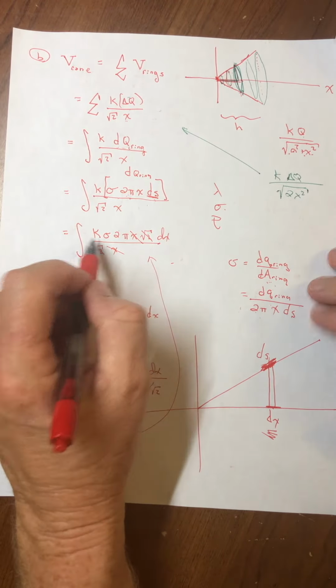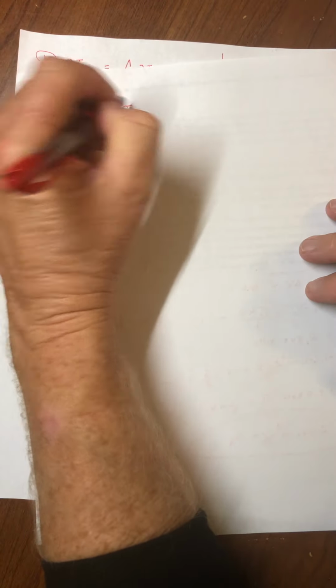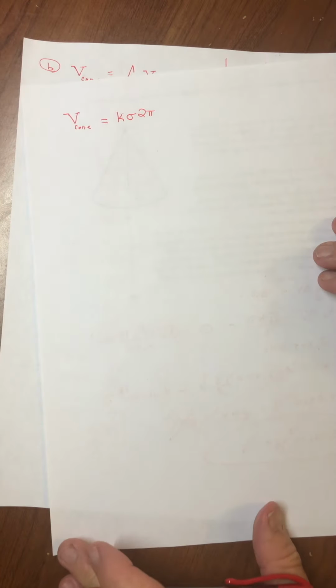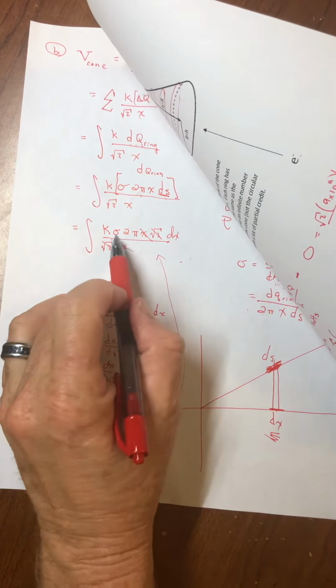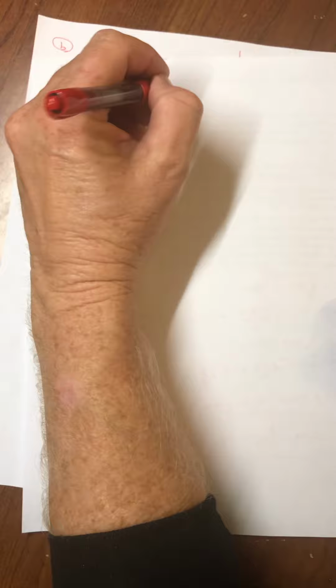And if I pull out my constants, I get Coulomb's constant, I get sigma. Sigma is the charge density. They said it was uniform. I get the 2 pi, and the only thing I'm left with now is an integral of dx.